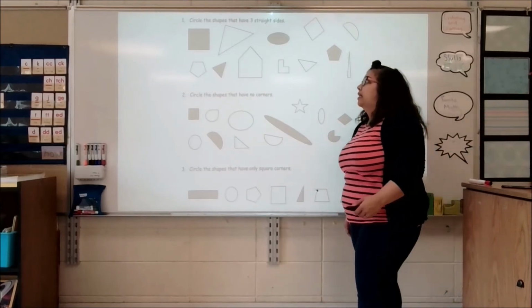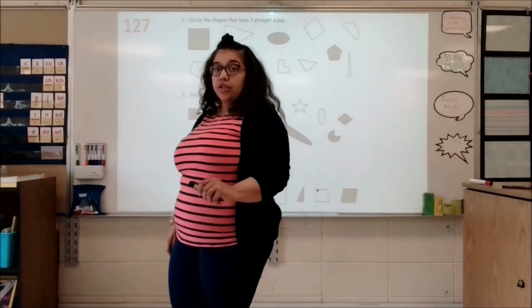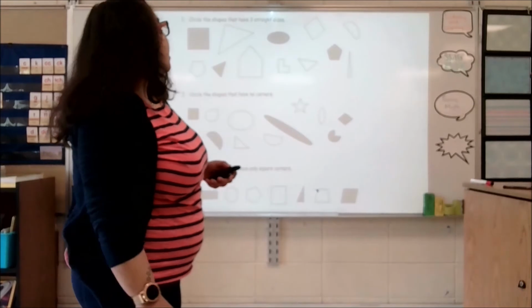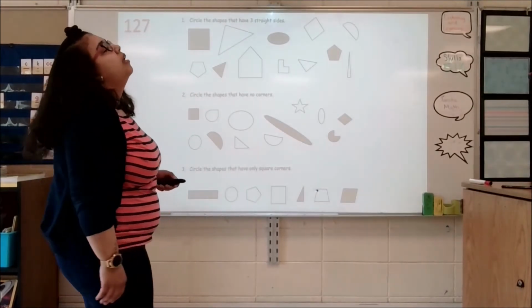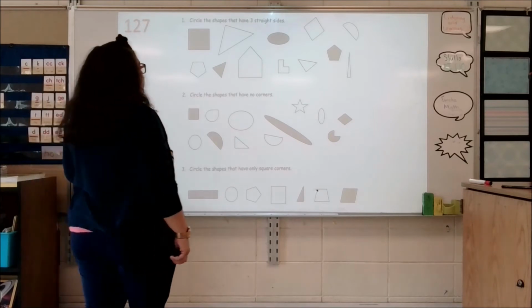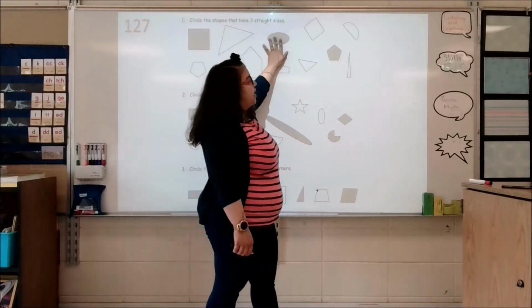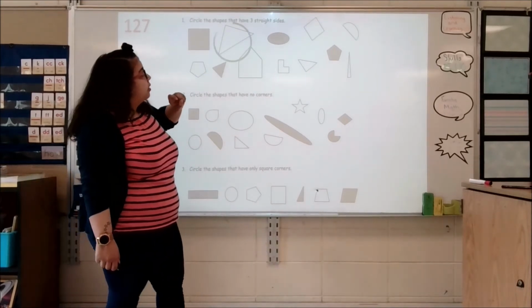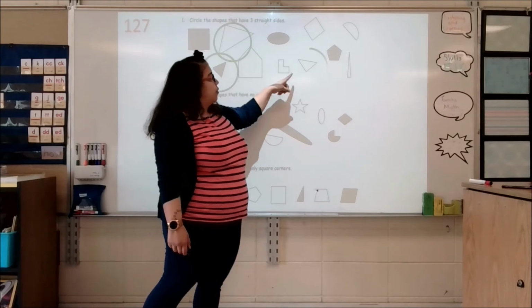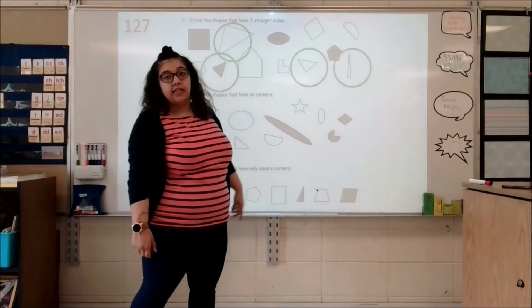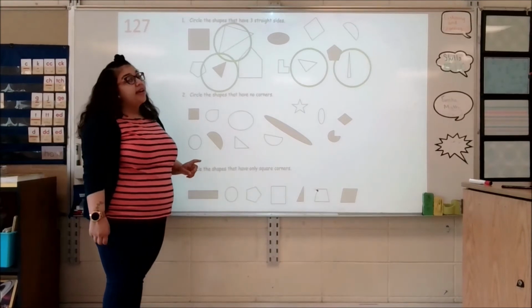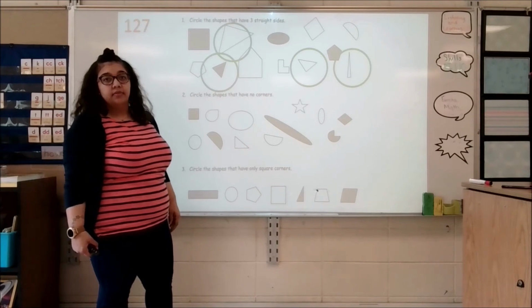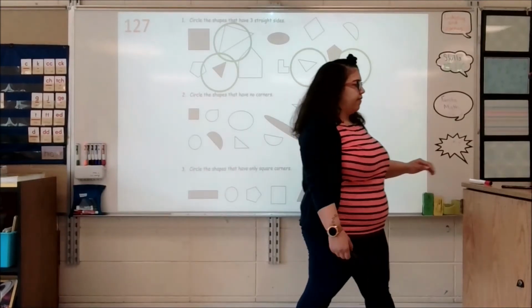So let's look for some shapes together on page 127 in your Succeed book. That is the homework book, the Succeed book, and we're looking for shapes. First you want to circle the shapes that have 3 straight sides. Do you see any shapes with 3 straight sides? You do? I do as well. I see 1, 2, 3, and 4. I see 4 shapes with 3 straight sides. If they have 3 straight sides, they also have 3 corners. Good.